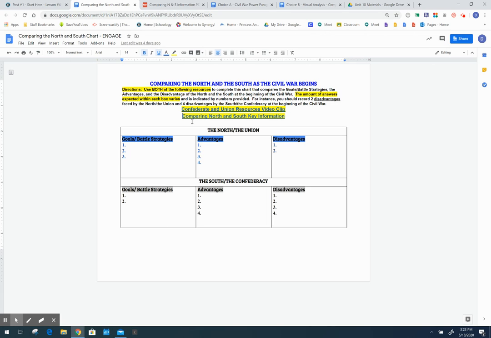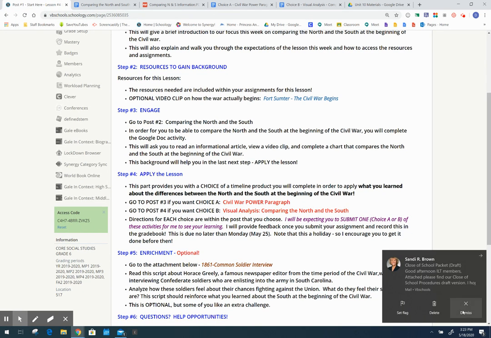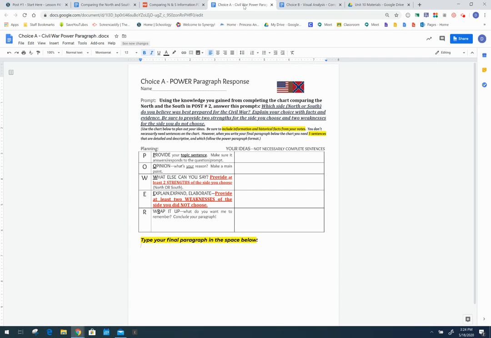Then you've really put all the major work that's needed to help you with the application assignment. And as always, if we go back to the introduction, for applying the lesson, you will have 2 choices: a power paragraph or a visual analysis where you compare the North and the South. For choice A, you open up a Google Doc, and this should be familiar. I've provided a prompt, a question that you can answer by brainstorming in the template, and then please type your final paragraph at the bottom.